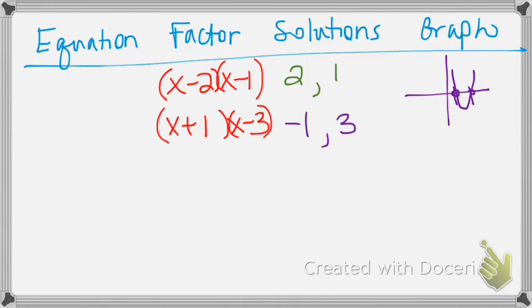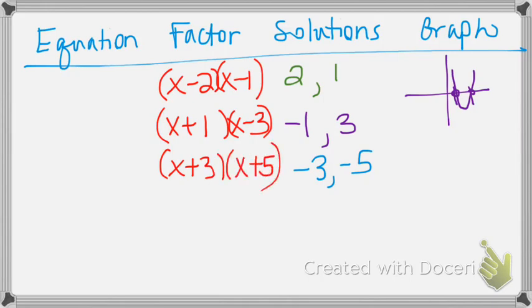Let's do one more. -3 and -5. 3, 5 is not the answer. How would you write that? Plus 3, x plus 3, x plus 5. Does that make sense? Okay, so then how do we get the equation?